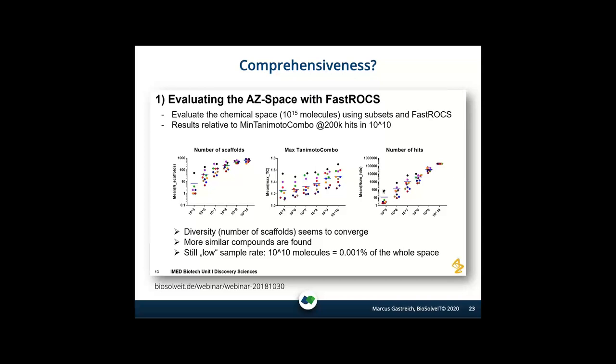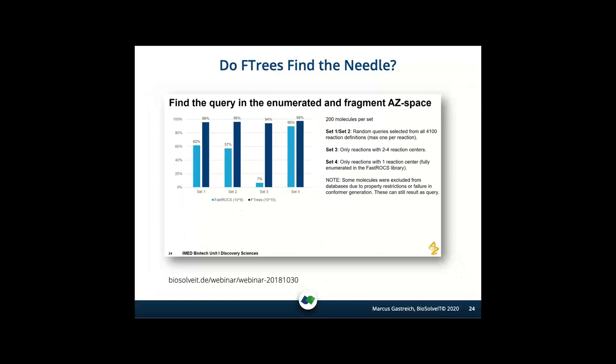10 to the 15th compared to 10 to the 10th here. It's simply not possible to enumerate a 10 to the 15th chemical space, as you've seen with the associated cost and times, et cetera, on one of the earlier slides. So here is the question, do FTrees find the needle? We have done numerous experiments there as well, and it's also clear from the algorithmic setup that FTrees is able to find that needle in the haystack, but it's still good to see this in other people's hands and reassess this. So here we have in blue the retrieval rate of FTrees with respect to the big set, so the 10 to the 15 set.